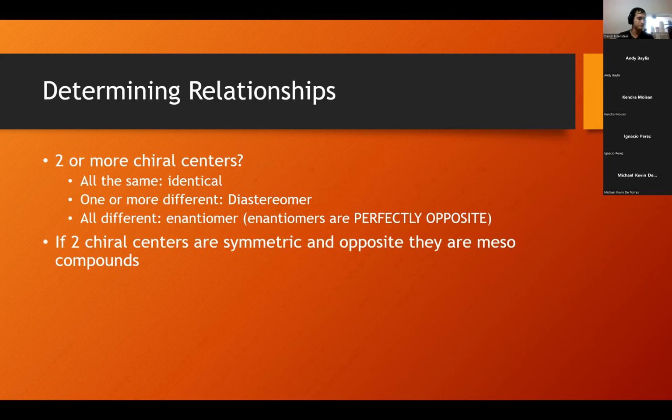All right. This is where it gets more complex, okay? So if I have 2 or more chiral centers, and it works for however many you have, as long as there's 2 or more, you're just going to need to label every single one R and S, okay? Let's say on the first compound they're all R, and on the second they're all R, then they're identical, okay?